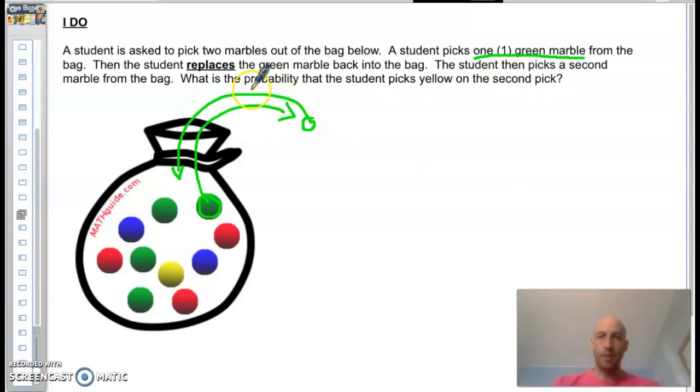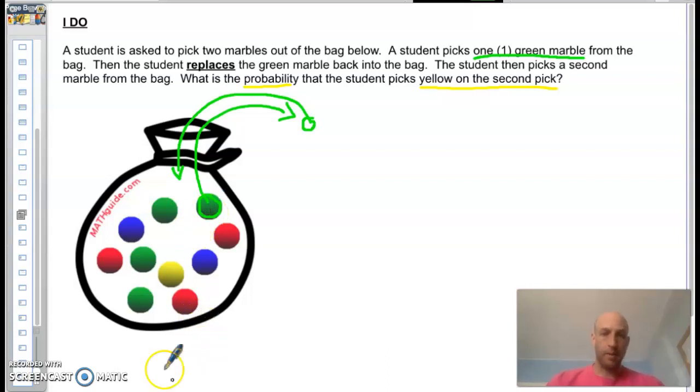Okay, so what is the probability the student picks yellow on the second pick? We know that probability is all about how many things could happen and how many things we are looking for to happen. So on the second pick, we first need to determine how many marbles are in the bag. So we took one out, but we replaced it, meaning we put it back in. Okay, so we are going to include this green marble. Even though we picked it out, we put it back in before we picked the second marble.